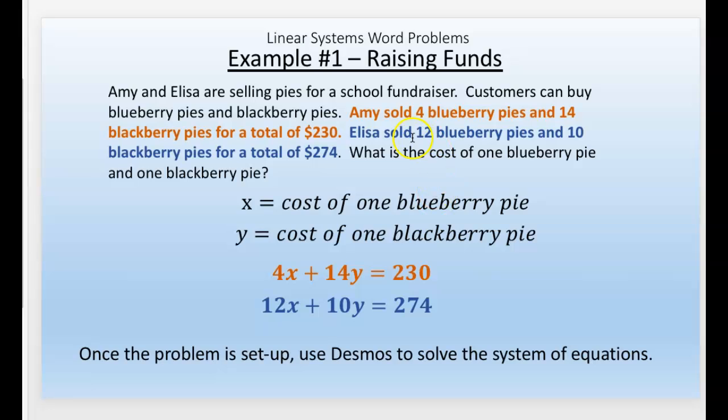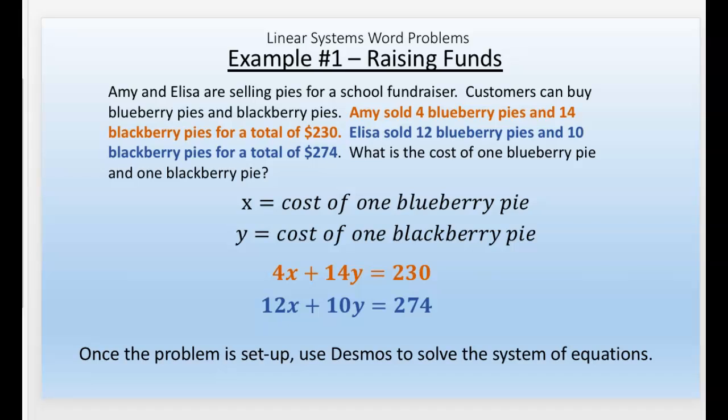Elisa's in the blue. She sold 12 blueberry pies, so that's 12x. And 10 blackberry pies, so that's 10y. You add those two up, her total was $274, okay? Again, once the problem is set up, you guys can just use Desmos to solve it. Or you can use any method you want. Okay, the setup is the key, and that's what we're going to focus on here in this video.